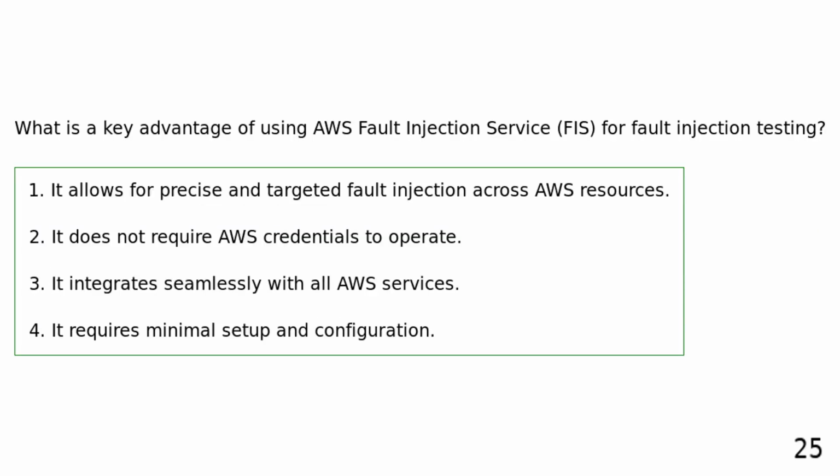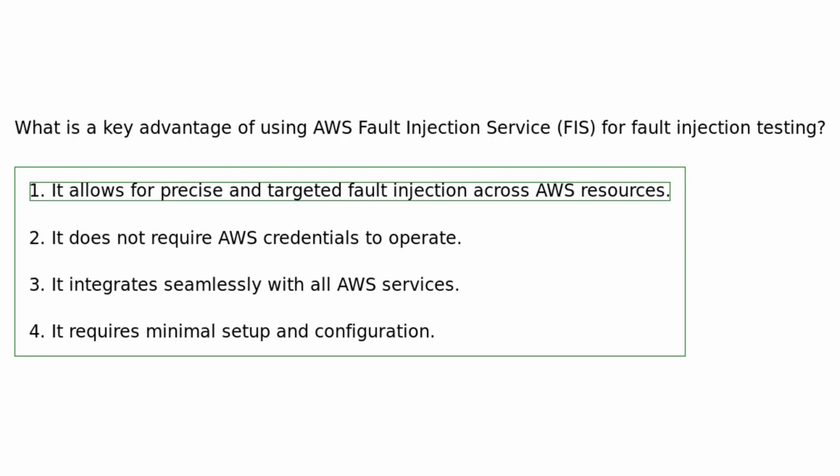What is a key advantage of using AWS Fault Injection Service for fault injection testing? It allows for precise and targeted fault injection across AWS resources. It does not require AWS credentials to operate. It integrates seamlessly with all AWS services. It requires minimal setup and configuration. A key advantage of using AWS Fault Injection Service is its capability to allow precise and targeted fault injection across various AWS resources, aiding in testing and improving fault tolerance.